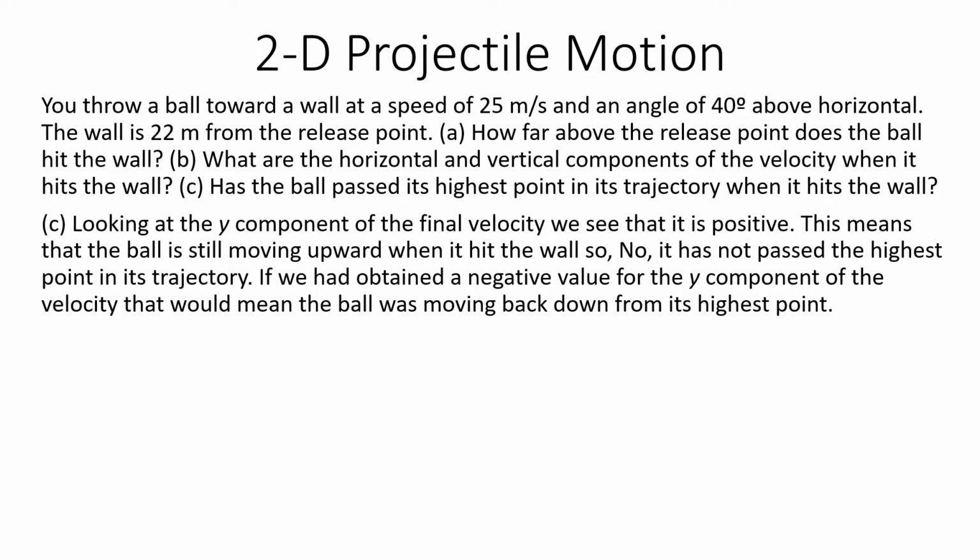If you throw a ball at an angle, it will follow a parabolic path. All right? So since the vertical component of the velocity is still positive, still moving upward, we have not reached the highest point in the path. So we have not passed the highest point in the trajectory when it hit the wall. If our velocity had come out negative, that meant that it already reached the highest point and was starting to come back down when it hit the wall. But it didn't do that. The velocity was still positive, so it was still moving upward.